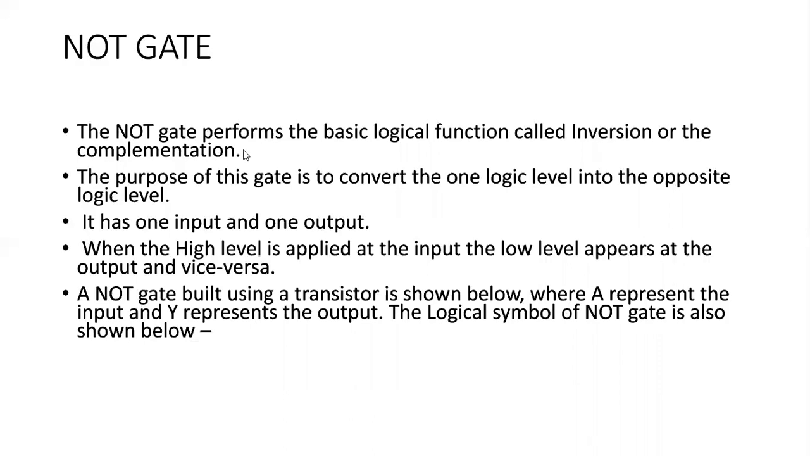The NOT gate basically performs the inversion or complementation operation. That means this gate is used to convert one logic level into the opposite level. So suppose if you give 0, it produces 1. If you give 1, it produces 0. For this, it has only one input and only one output. So if you give a high level input, it produces a low level output and vice versa.